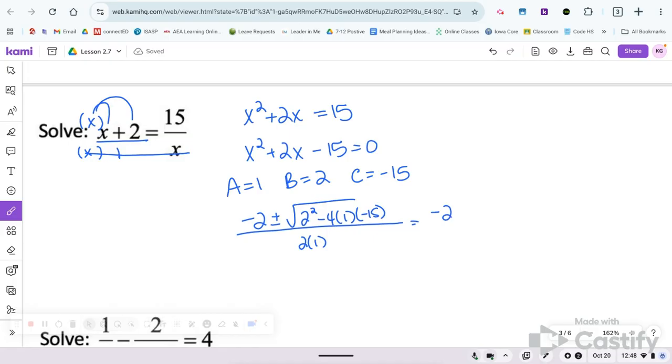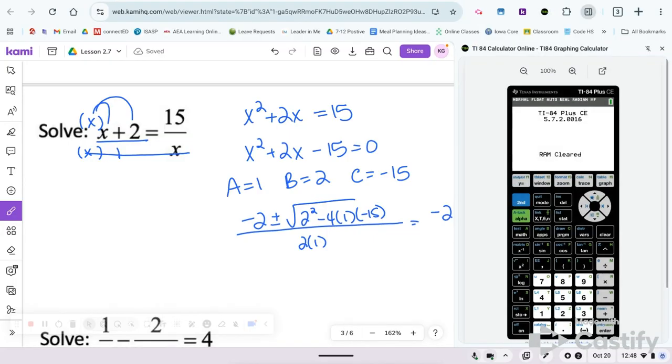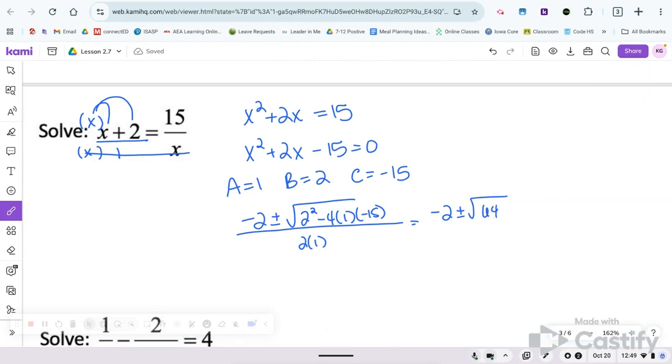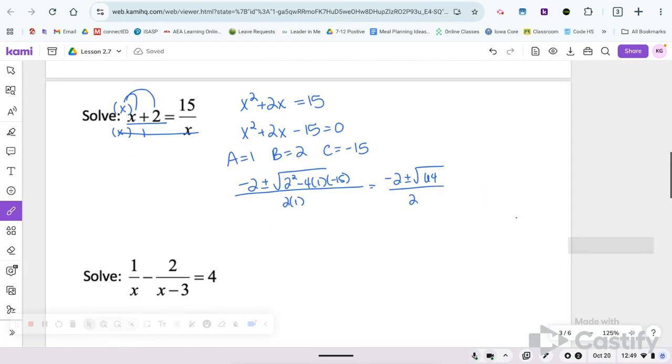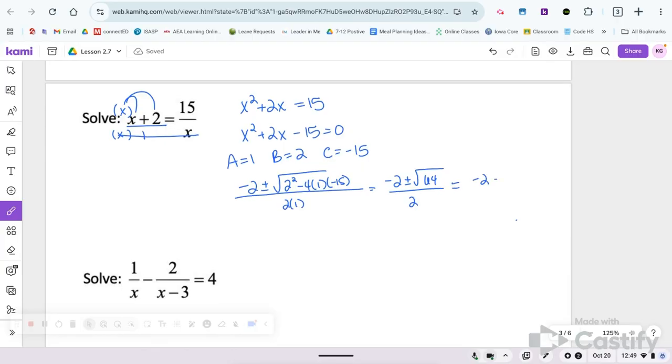Go ahead and check my discriminant real quick here. 2 squared minus 4 times negative 15, 64. Which leaves me with negative 2 plus or minus 8 over 2. So negative 2 plus 8 over 2 and negative 2 minus 8 over 2 would give me 3 and negative 5.